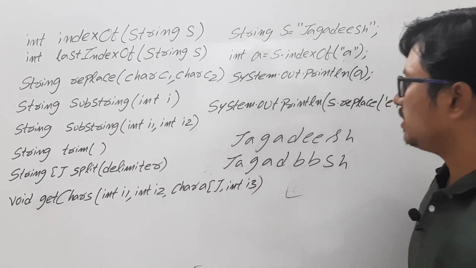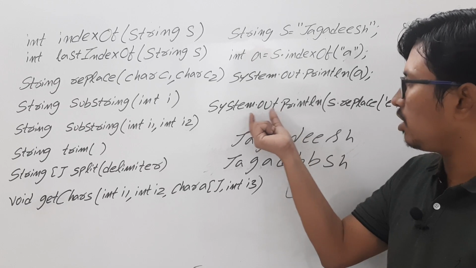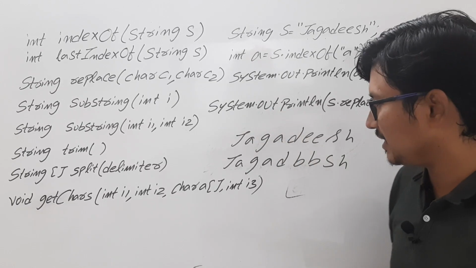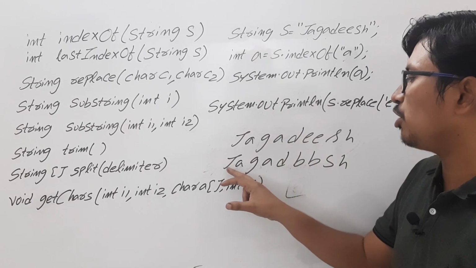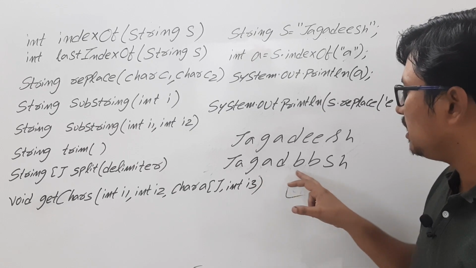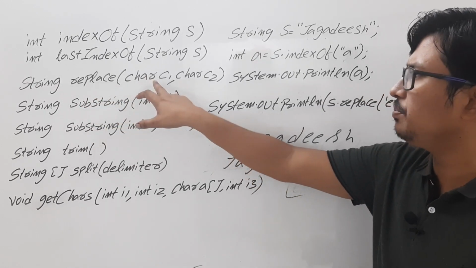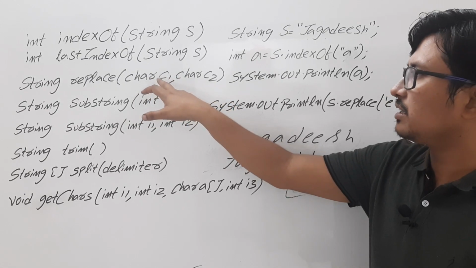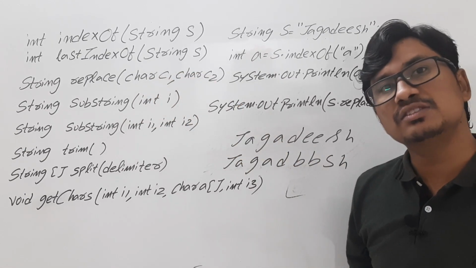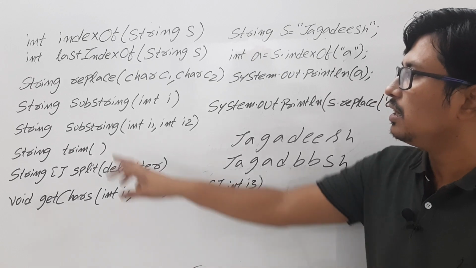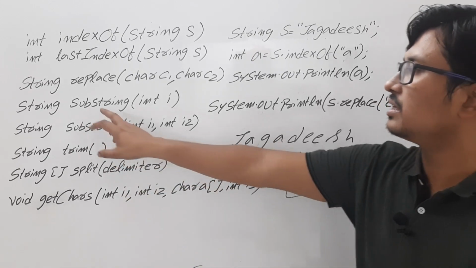So if you print this one, because we are already writing System.out.println, then in this case it will produce the output as JAGADBBSH. So replace is very simple. It will replace the character c1 with character c2. Is it clear? Now let me discuss the substring.